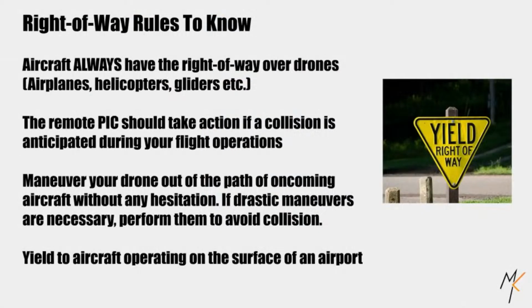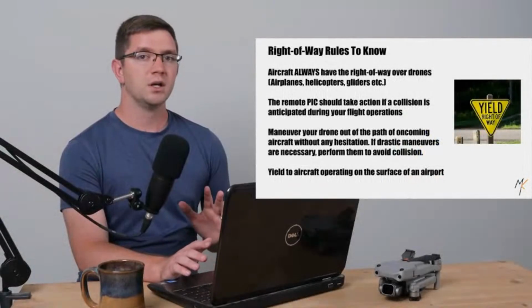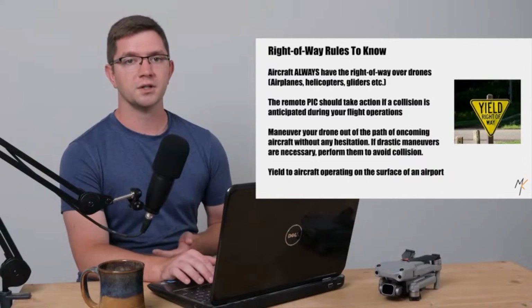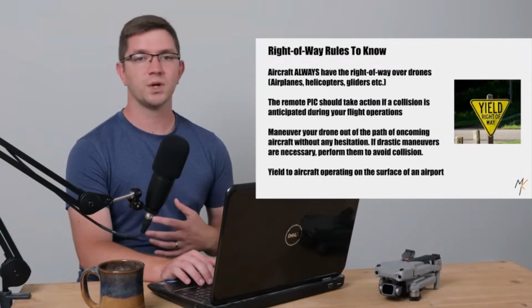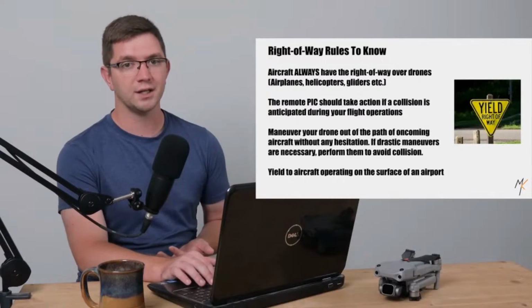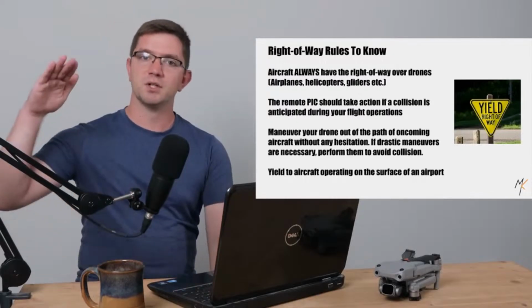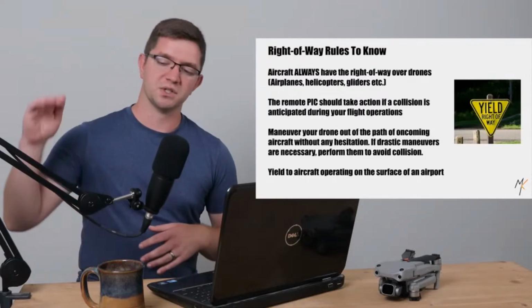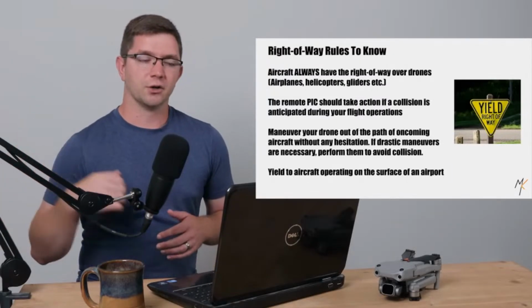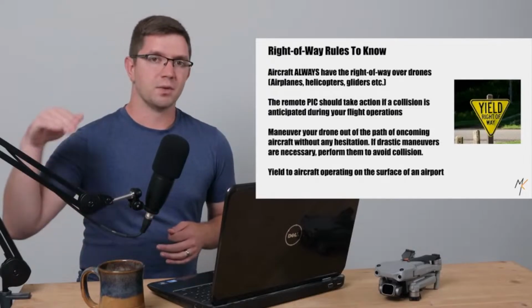Let's talk for a moment about who has the right of way when you're flying. Simply put, aircraft are always going to have the right of way over drones. This includes airplanes, helicopters, gliders. So if you see an aircraft approaching where you're conducting your flight, you have to give way to that oncoming traffic. And the best way I would suggest avoiding any oncoming aircraft is just to descend to a much lower altitude. If you have trees nearby, for example, where you're flying, I just like to simply drop below the tree line until the aircraft are out of the way, and then I can resume my flight as needed.